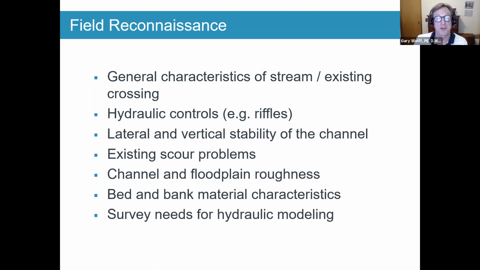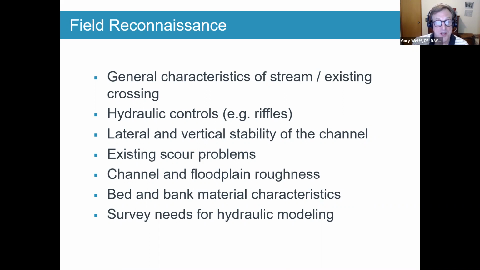So we start this understanding of stream stability by doing a detailed field reconnaissance. And as part of that, we want to understand the general characteristics of the stream at the crossing. What are the hydraulic controls for our hydraulic analysis, things like riffles in the stream or any other hydraulic features in the general area? We're looking at the stability of the stream, both laterally and vertically, because we need to understand that and actually make potentially some quantitative predictions of that for the project design.